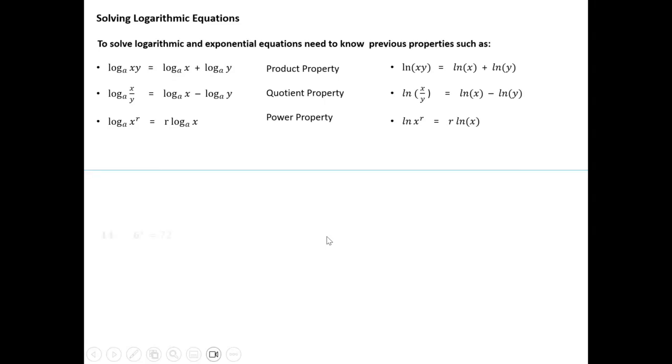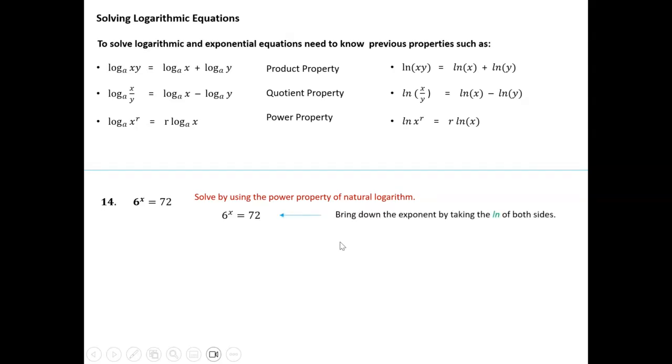Again, let's do another one. Hey guys, remember, when we're trying to solve with the same base, there's a way to get the answer by using the properties. We're going to be using the natural log. So here, to solve for x, we're going to take the ln of both sides, the natural log.